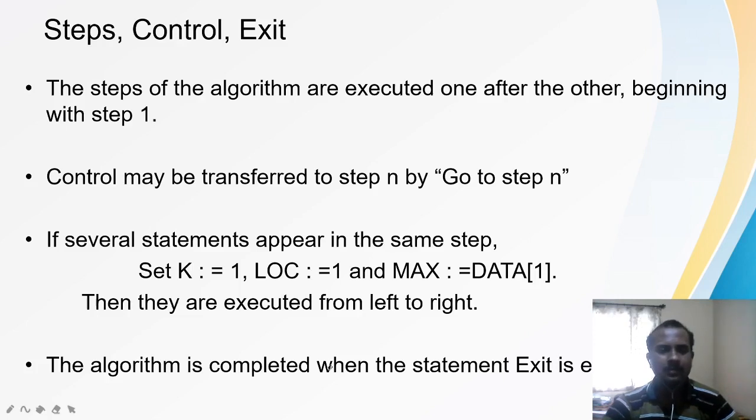Okay, now let us come to certain terminologies. Steps. The steps of the algorithm are executed one after another, beginning with step 1. So you are going to have step 1, step 2, step 3, step 4, step 5, like that. Okay, now control. Control of the execution can be transferred from one step to another step. But when you are transferring control, you are going to use the term go to step n.